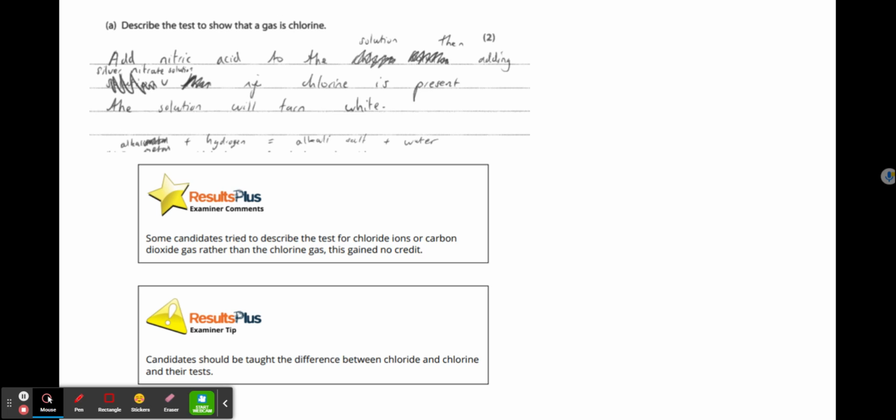So it's important that we know the difference between chloride, which is the negative ion. If we add silver nitrate to that, it does go cloudy. It does give a white precipitate. Chlorine, which is the gas, the test for that is the litmus paper test, with damp litmus paper being bleached.